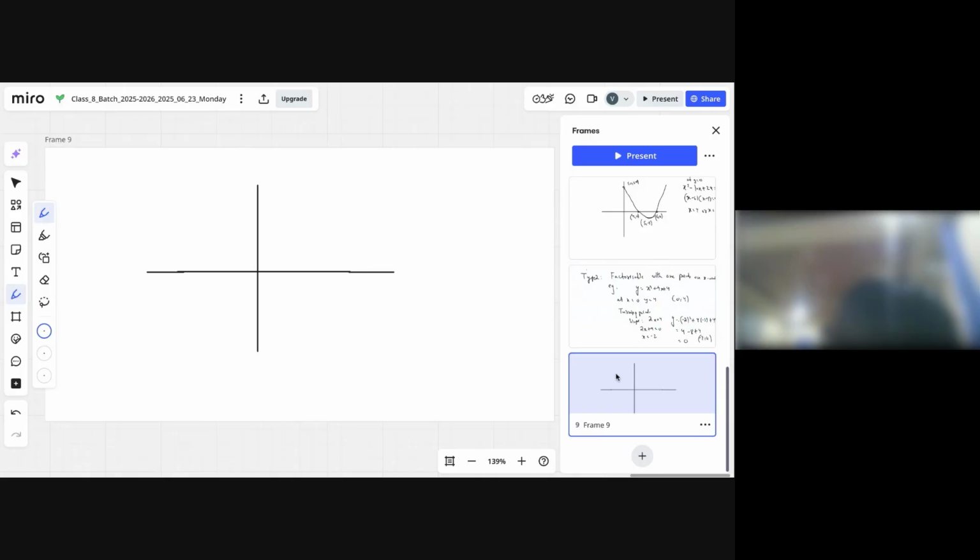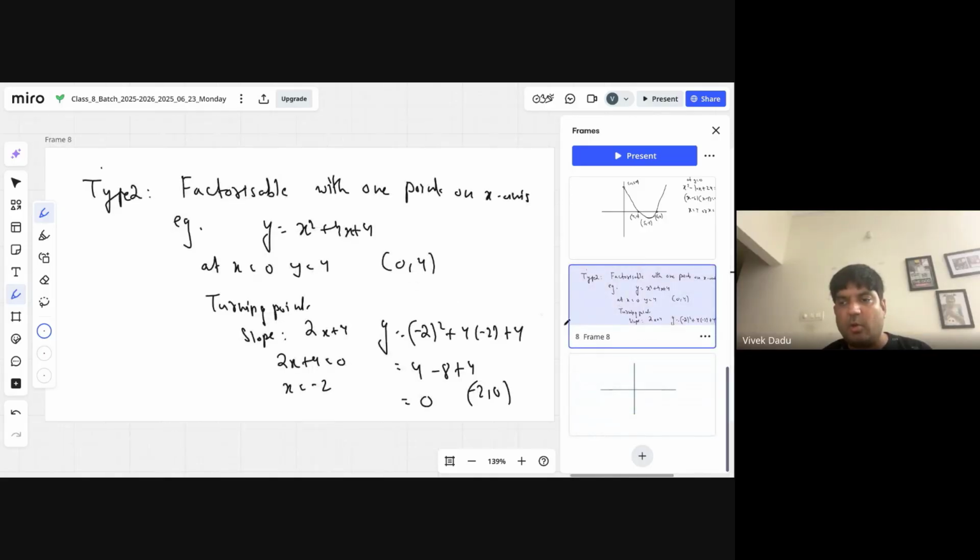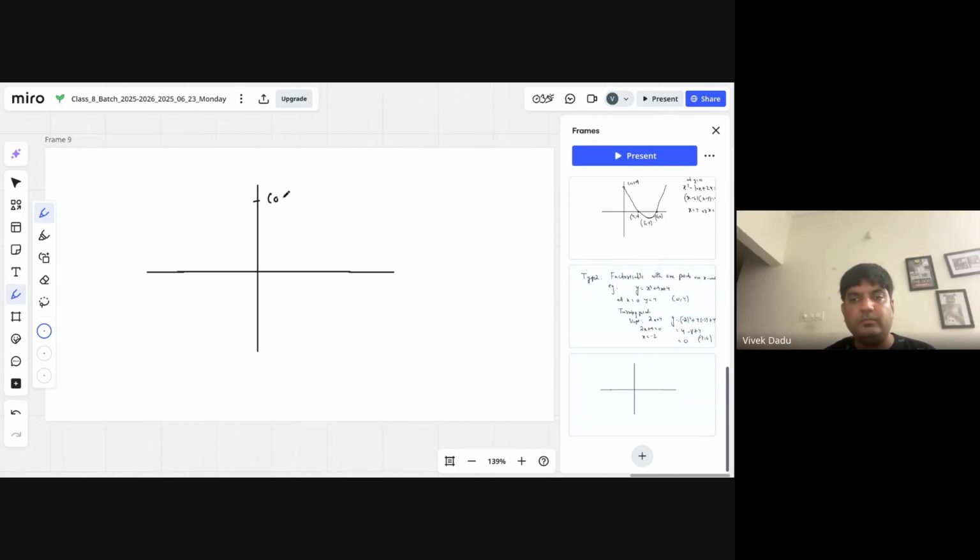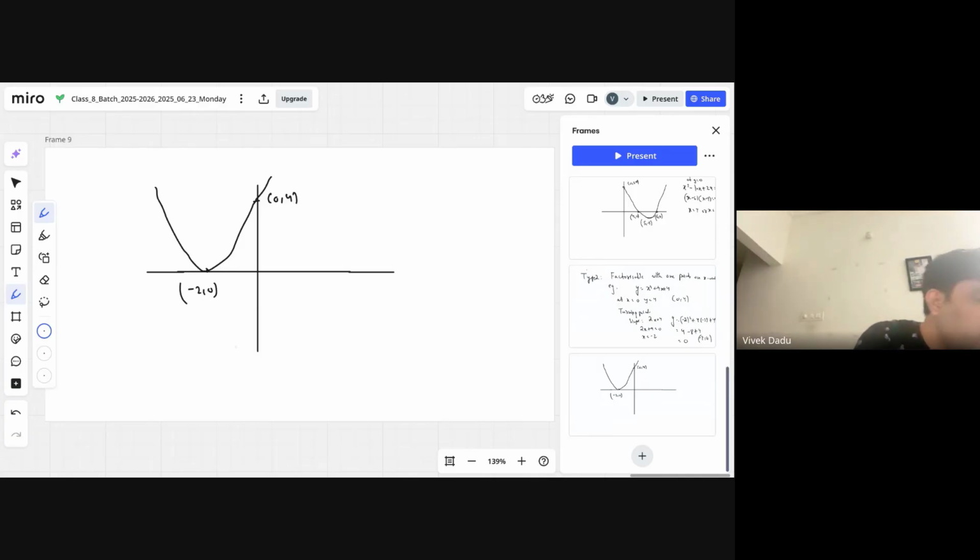So now plot them: 0 comma 4, minus 2 comma 0. This is how it is. Now, do you really need to calculate anything else here? Or you already know where it's touching the x-axis? In this case, the turning point itself is touching the x-axis.